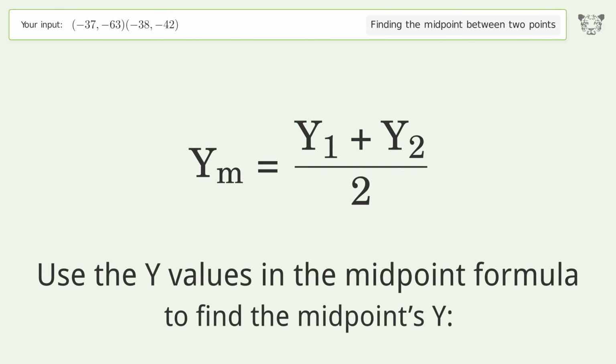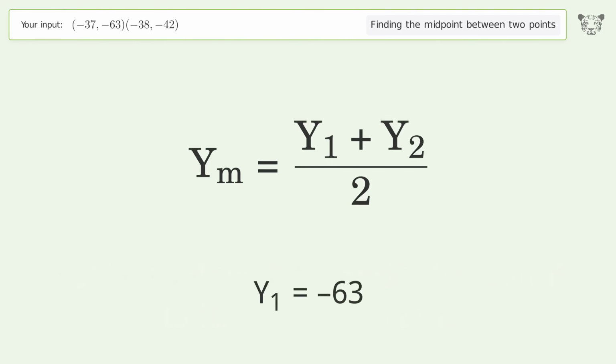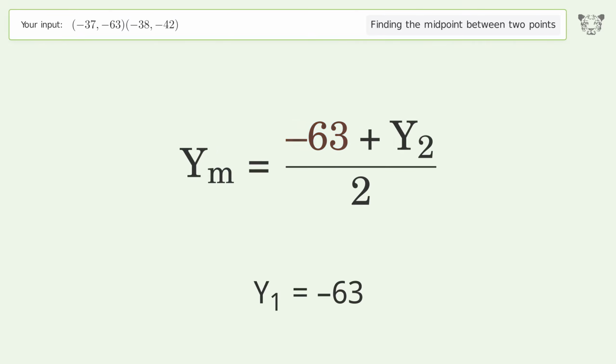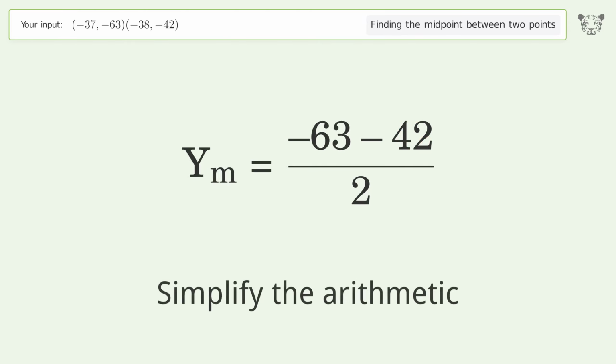Use the y values in the midpoint formula to find the midpoint's y. y1 equals -63. y2 equals -42. Simplify the arithmetic.